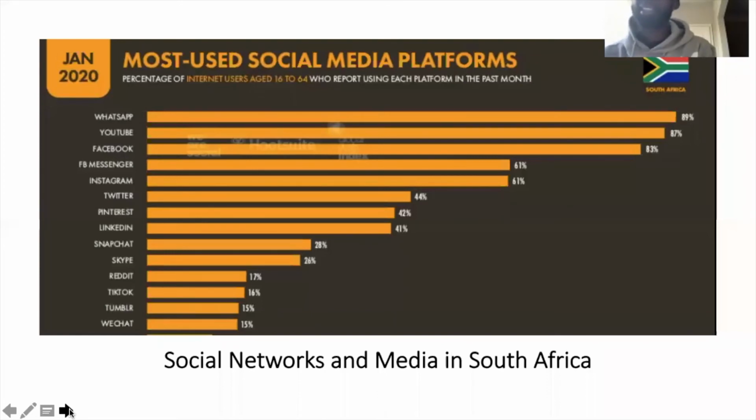So this is just another bigger platform to show you the percentage of internet users from age 16 to 64. As you can see, WhatsApp is leading the way with 89% for sure. YouTube is right behind it at 87, and Facebook right there at 83. And as you can see, Facebook Messenger, Instagram, Twitter, and Pinterest are right underneath.